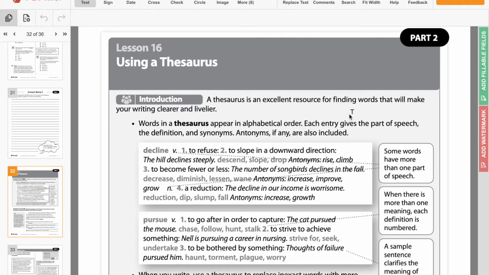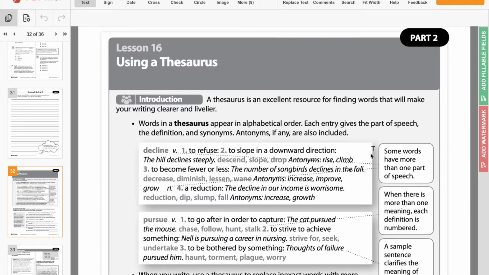Antonyms are sometimes included. So what are synonyms and antonyms? It's just something we need to review really quickly. So what is a synonym? It's a word that means the same or similar, right? And then an antonym means the opposite or different, okay?